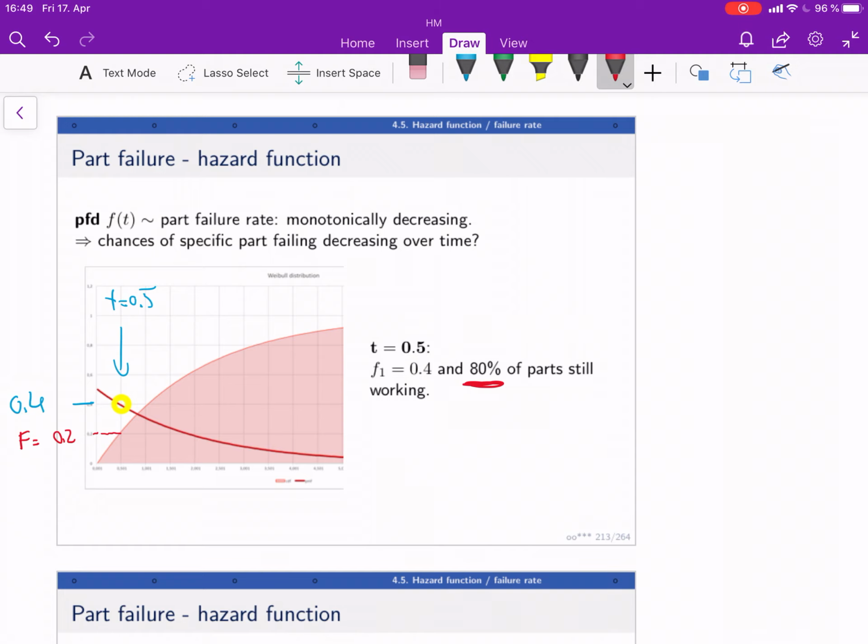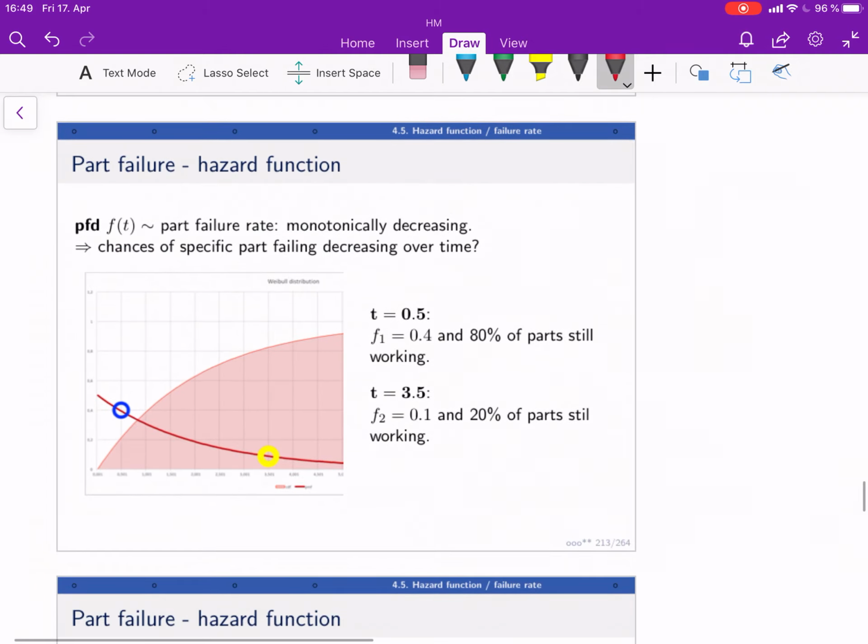Okay, we look a little bit further in time. We look here, t equals 3.5, and there the probability density has gone down. We are only at 0.1. Yeah, this is 0.1. So only a quarter of the probability density.